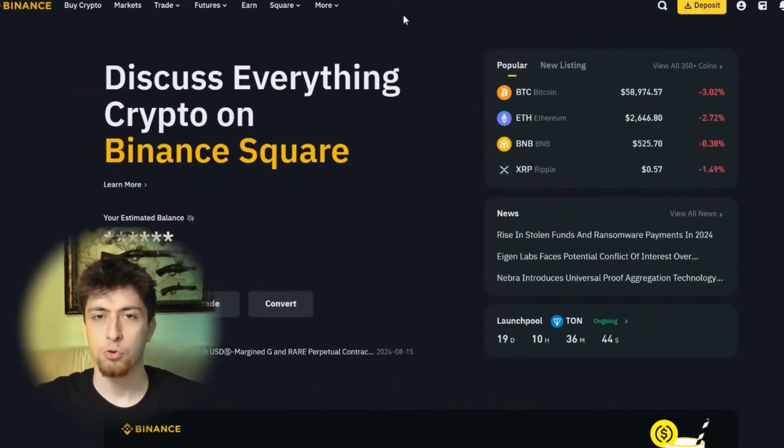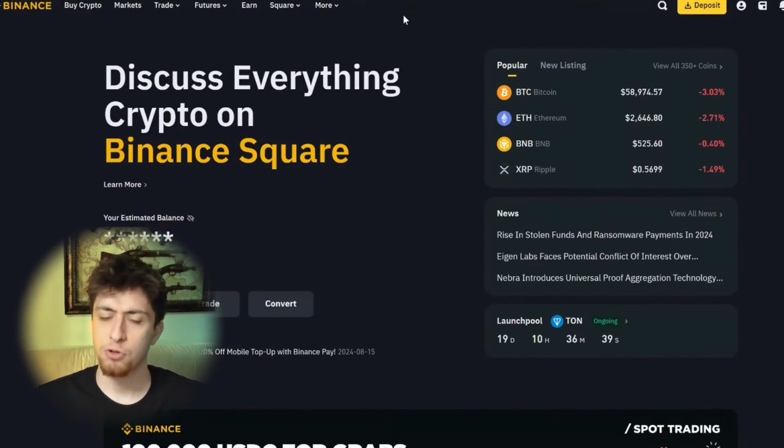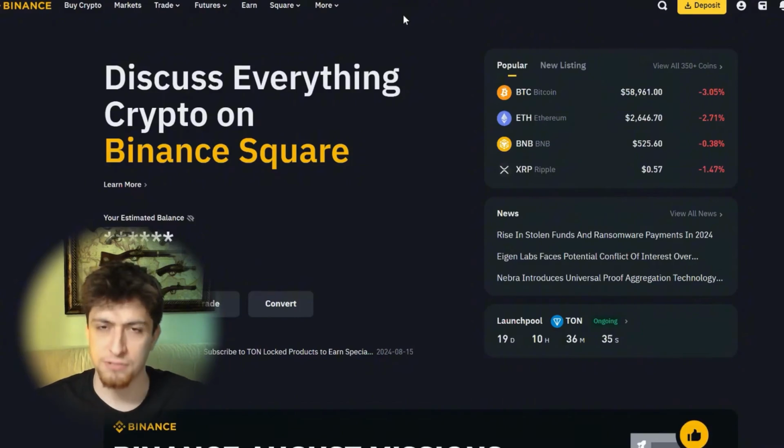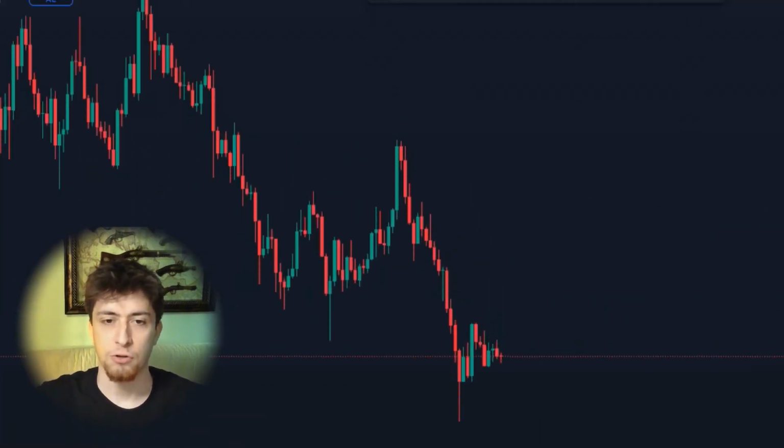So what is a short trade, friends? Let me talk a bit about that. In its simplest form, a short trade is a type of transaction that allows you to make money as the price falls. For example, let's open a chart. Here we have the AVAX chart, friends.